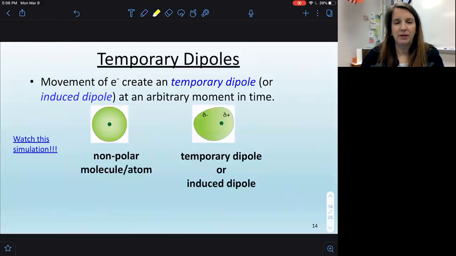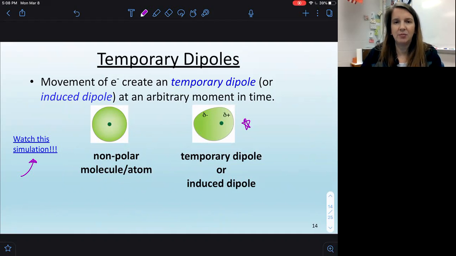So let's talk more about these temporary dipoles. Like I was saying, these exist because of the movement of electrons. Now, when you have a chance, I want you to pull up the PowerPoint in Schoology, and I want you to watch this simulation. The simulation will show you how those electrons are moving and reforming these temporary dipoles throughout the atom and molecule.